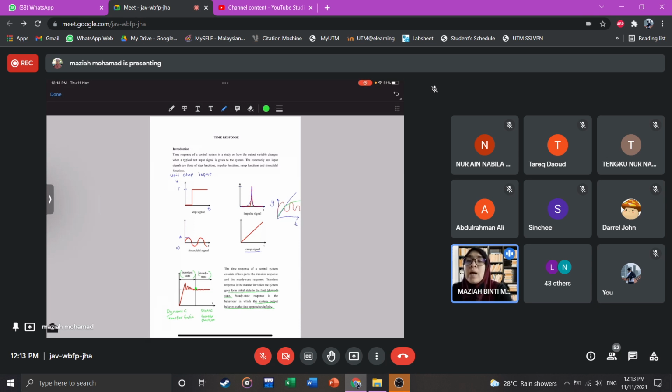After it's all in Laplace form, we're going to apply the input. For step input, we'll have the representation in Laplace. Impulse input, sinusoidal signal and ramp signal also have their own representation in Laplace. After we apply the input, we're going to apply the initial condition. Maybe it has a zero initial condition, meaning at initial all the values are zero, or maybe it already has some value there.